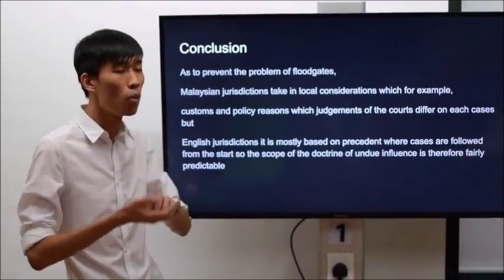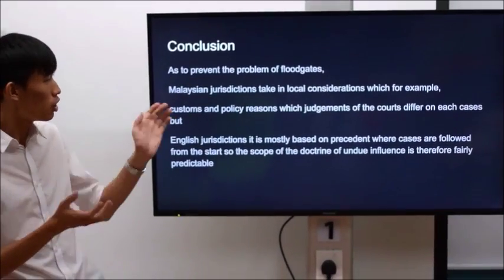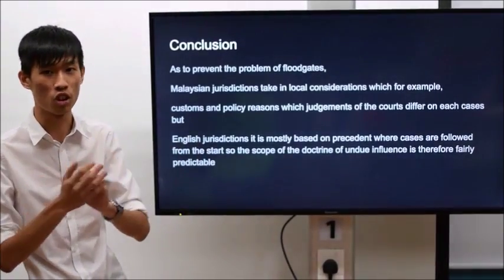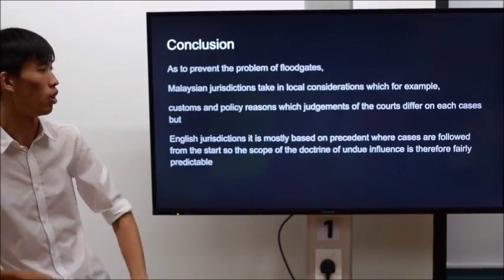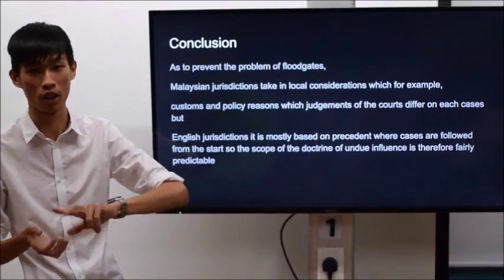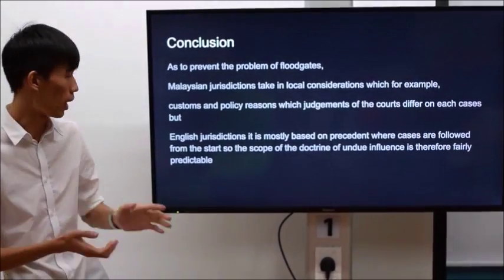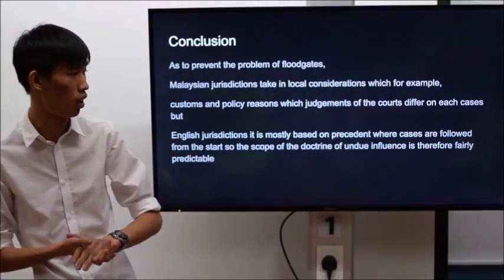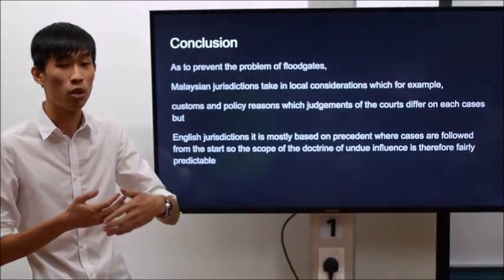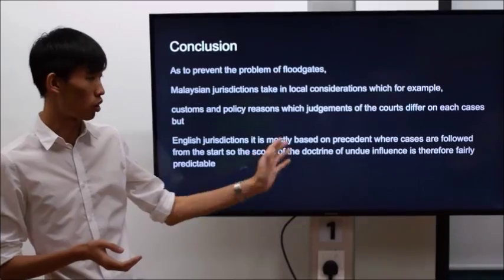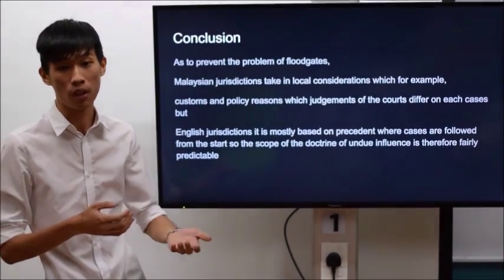To prevent the occurrence of floodgates, Malaysian jurisdictions also take local considerations into account, for example, customs and policy issues, on which judgments of the courts differ on a case-by-case basis of facts. But as we all know, English jurisdiction follows common law, where the doctrine of precedent prevails, and the scope of the doctrine on undue influence is therefore very predictable as it follows the precedents.